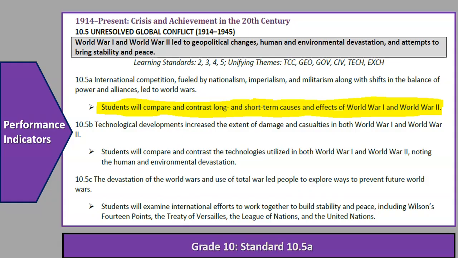So let's take a look at this 10th grade example that we've been talking about. This is from Global Studies 10, and it's our current unit on crisis and achievement in the 20th century. So we see that our standard displayed is standard 10.5A, and we're going to introduce students to the changes in the geopolitical landscape of the early 20th century. And what I've done is I've highlighted the performance indicator of what students need to be able to know and do. So they're going to compare and contrast long and short-term effects of World War I and World War II.